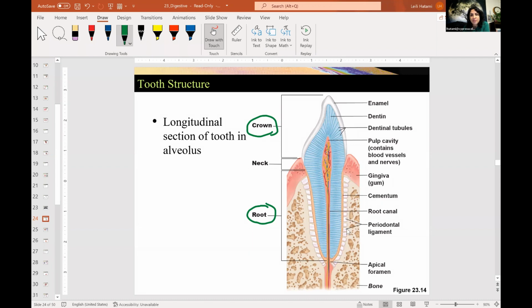And you can see the periodontal ligament is a ligament which connects the tooth to the bone, and it makes the joint which we talked about before.